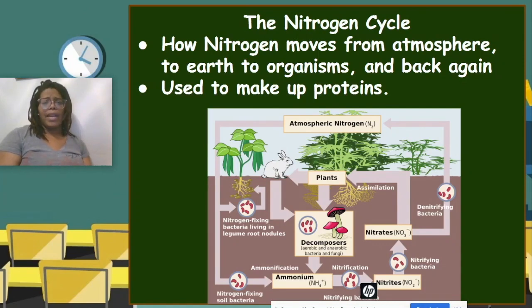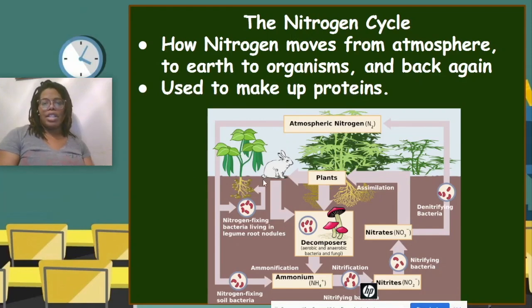So it's everywhere. However, nitrogen cannot be used by organisms in the form that it's in the atmosphere. And that is not okay. So we have to do things to it to take it in. And we need it inside of us because it's used in our DNA and other parts of our cells. And it's also used to make proteins, which are super important.